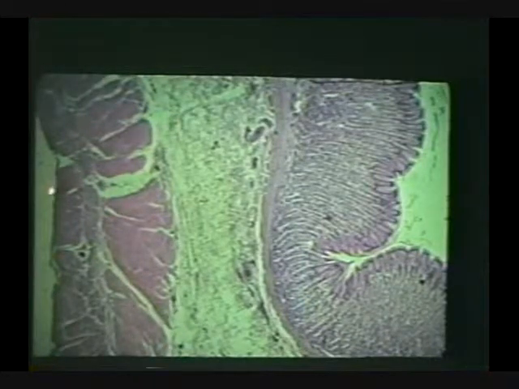And as specifically as possible, identify this membrane. It's a peritoneal membrane. Visceral peritoneum. It is the visceral peritoneum.